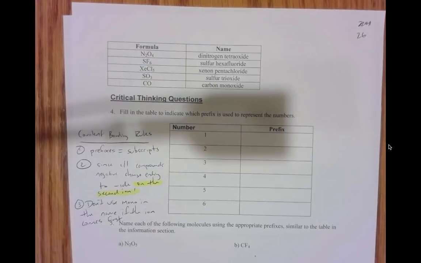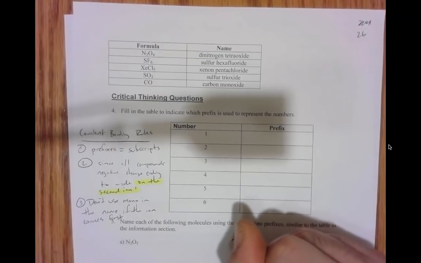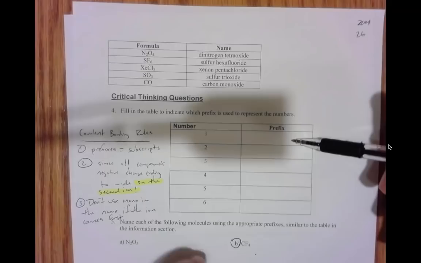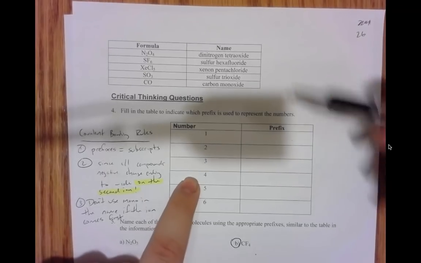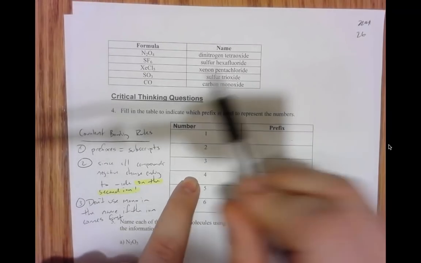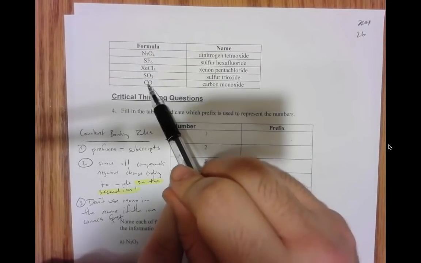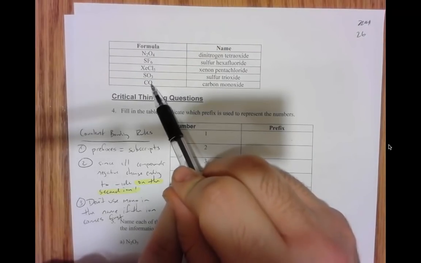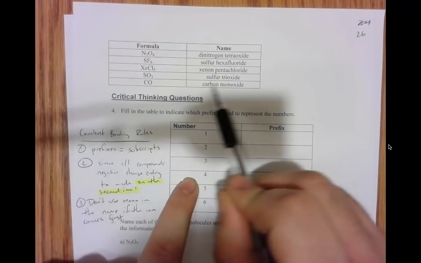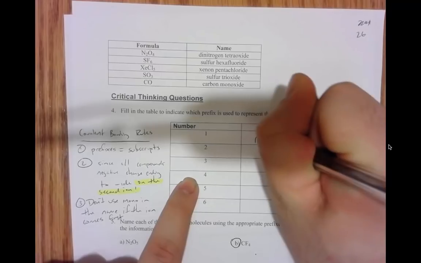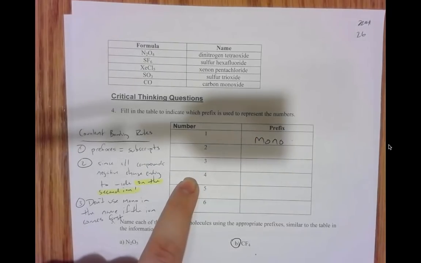So on the bottom, I want to do example B. So we need to figure out what the prefixes for 1 and 4 are. So we can analyze this table up here. Look, where there's a 1, there's no prefix. Oh, but we do notice that when there's a 1 over here next to oxygen, the prefix is mono. So the first prefix for 1 is mono.